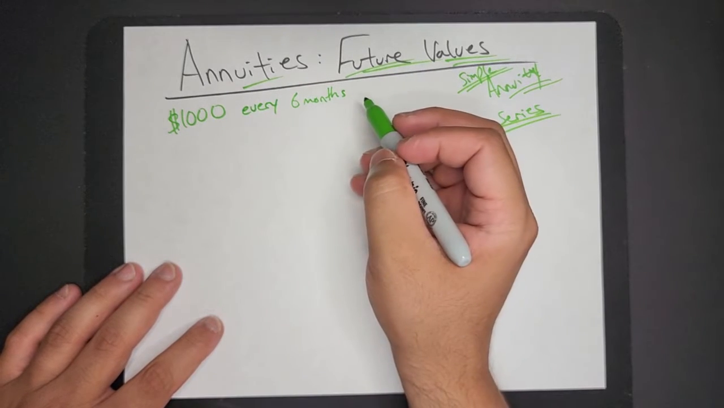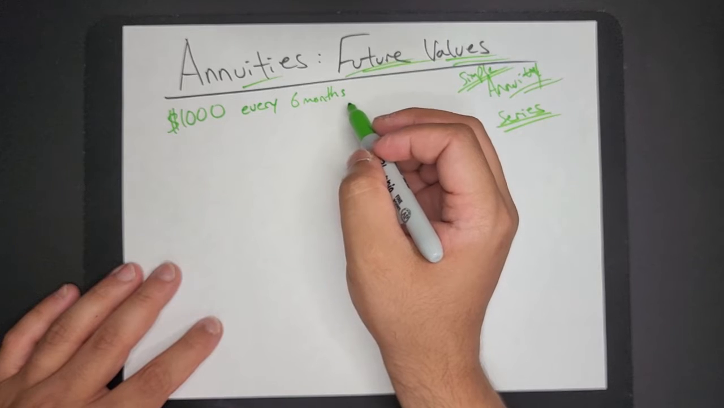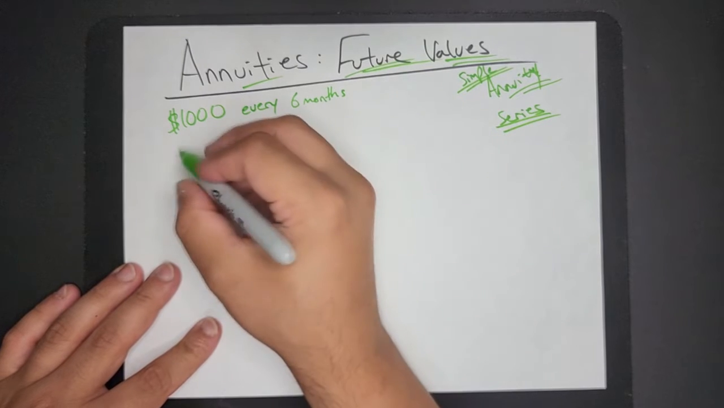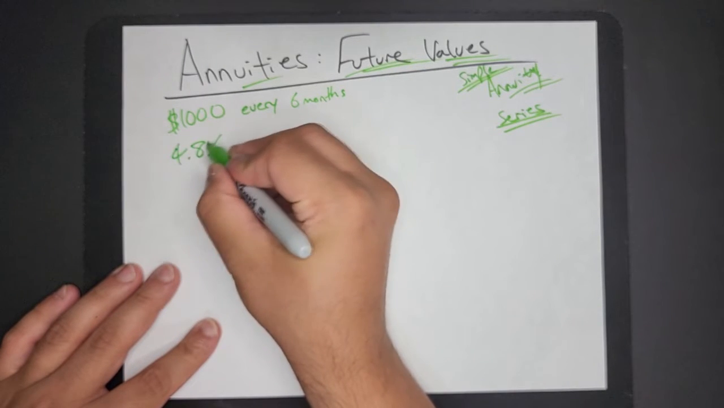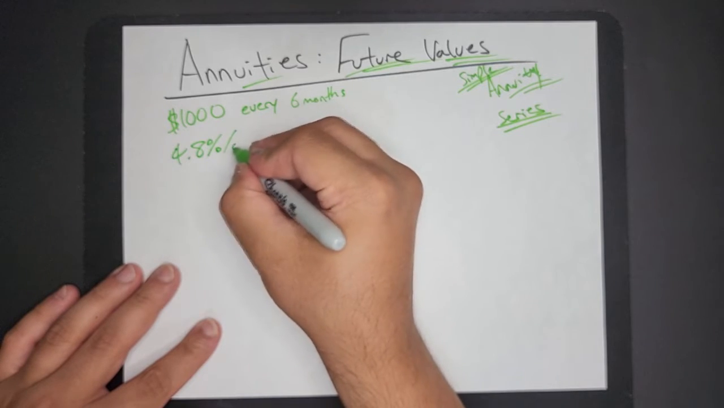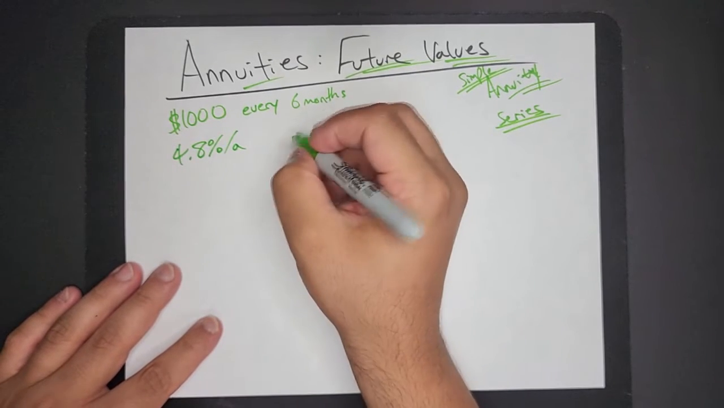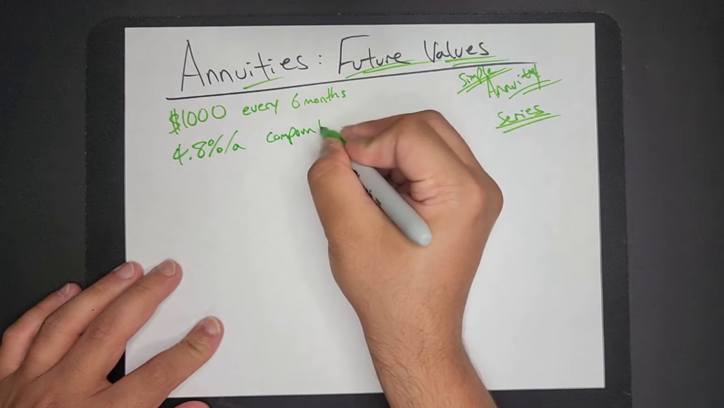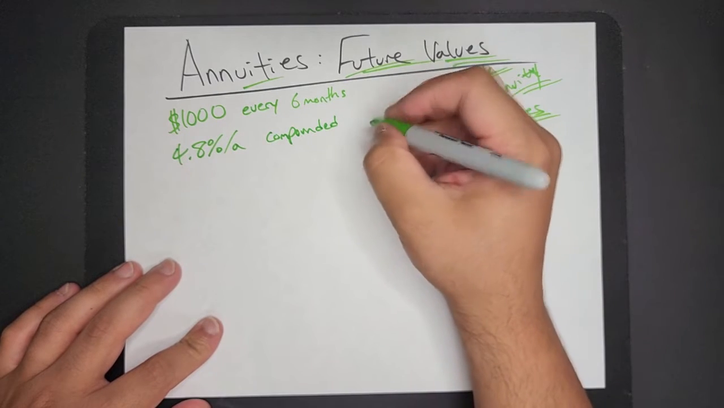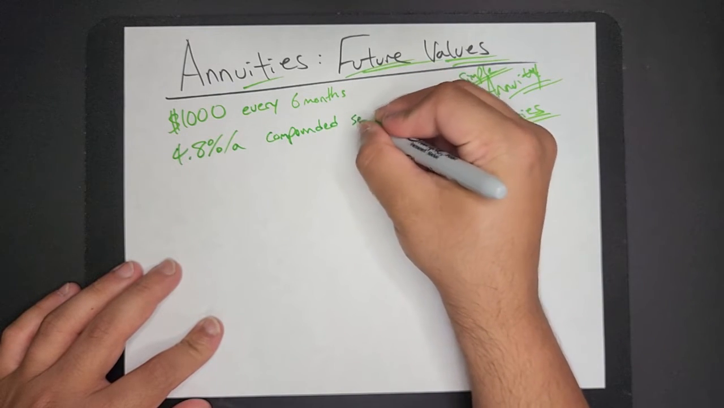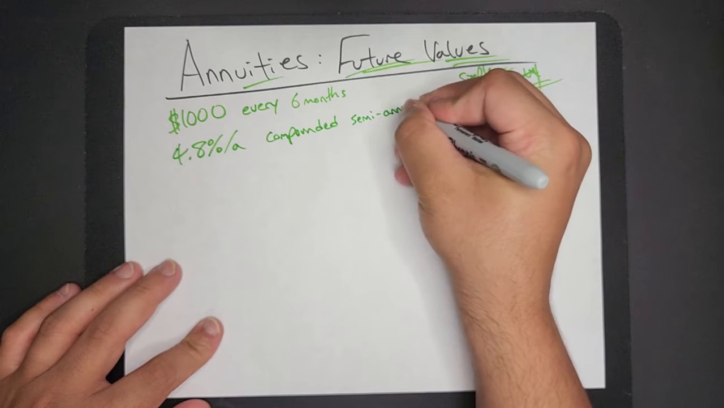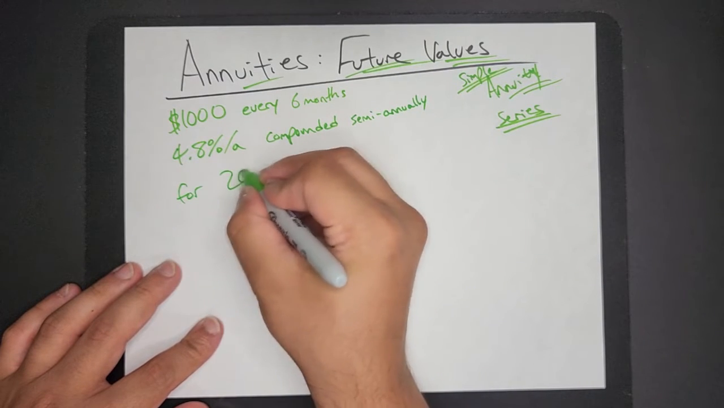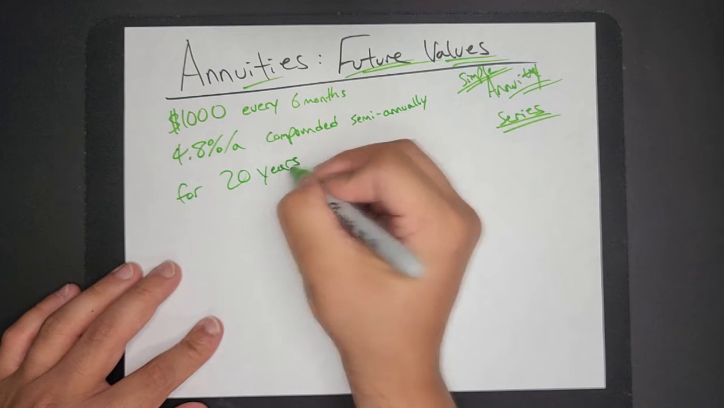And let's say that the annuity on this investment is going to earn me 4.8% per annum, which is annually, but it is compounded semi-annually for 20 years.